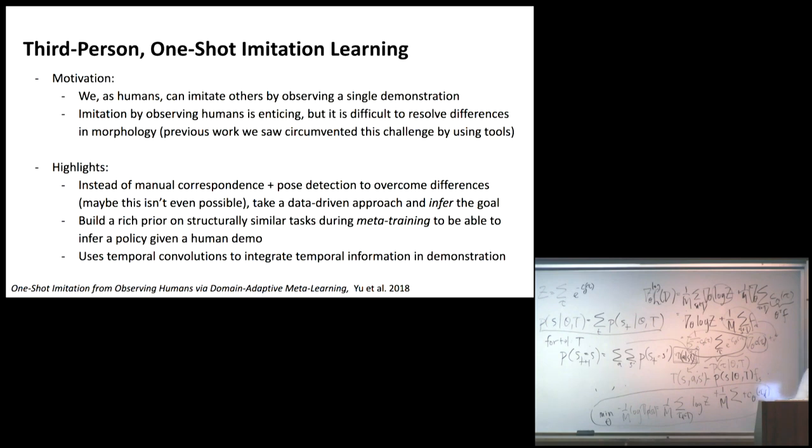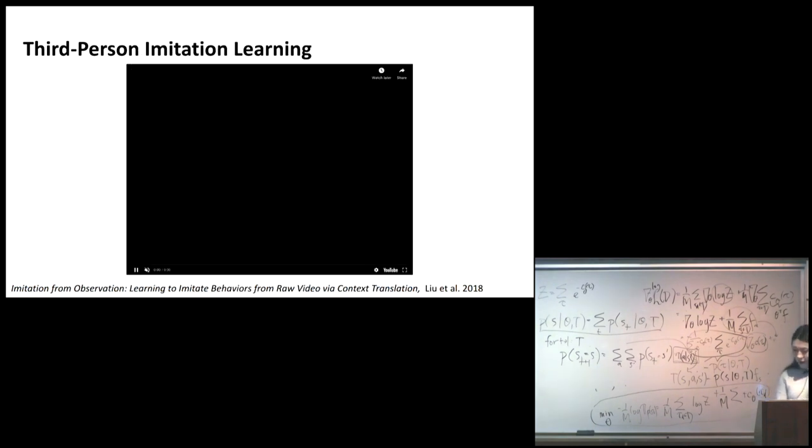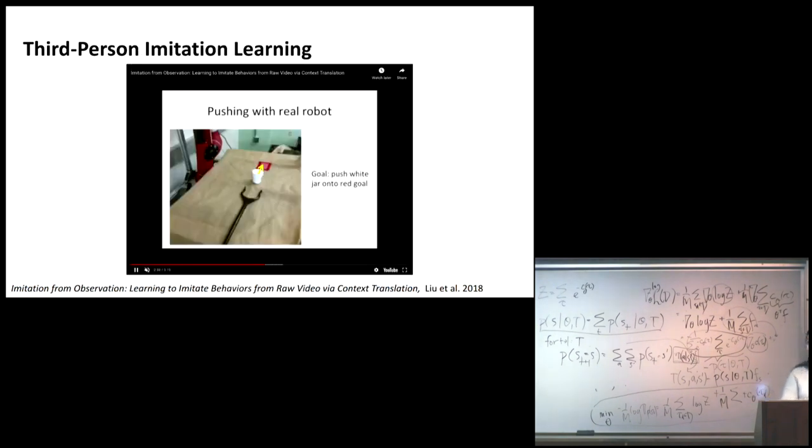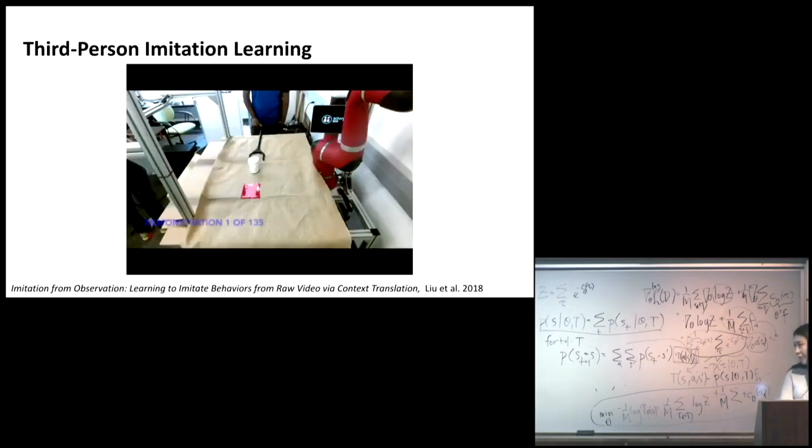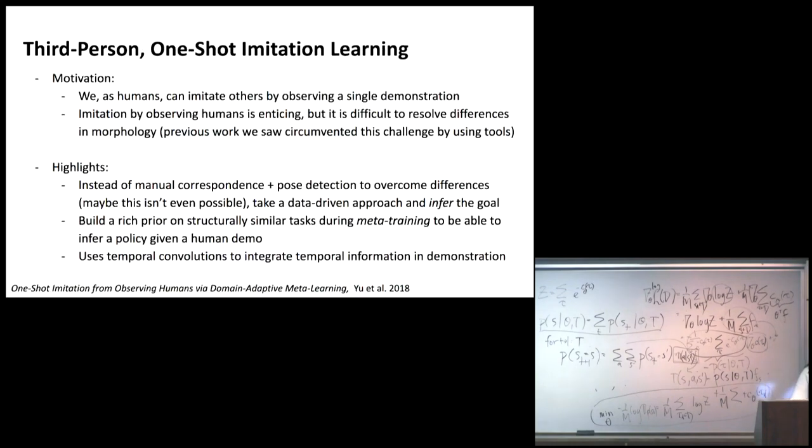But just like the previous paper, it's really difficult to resolve differences in morphology. Again, in this paper, they use tools so that a human demonstrator and robot can use the same tool, and they don't have to account for differences in morphology. They acknowledge some previous work which explicitly uses manual correspondence, using pose detection to align the robot's end effector with the human hand, for example. Instead, they take a data-driven approach, and they try to overcome the differences.